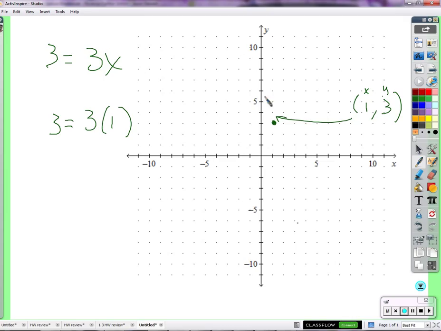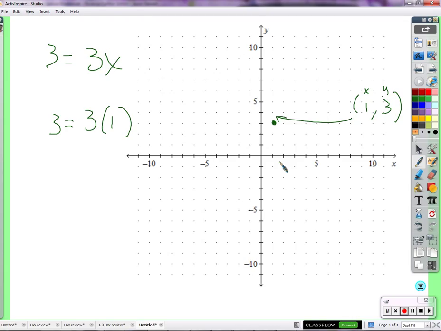Here's the graph over here. We have about the tiniest part of the graph we possibly could find. What piece of the graph is this called? A point. It's made up of points. How many points is a graph made of? An infinite number. Okay.